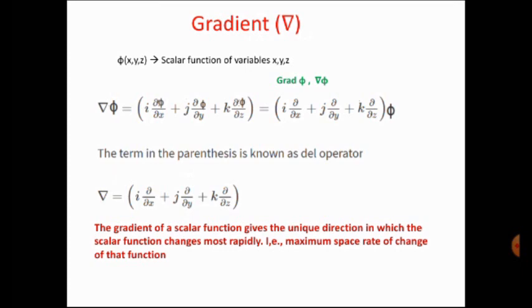From the relation, it is clear that though phi is a scalar function, grad phi is a vector function. The first term represents the variation in the x direction, the second term represents the variation in the y direction, and the third term represents the variation in the z direction. The gradient of a scalar function gives the unique direction in which the scalar function changes most rapidly. That is the maximum space rate of change of that function.